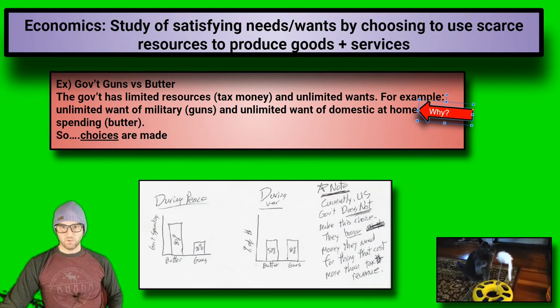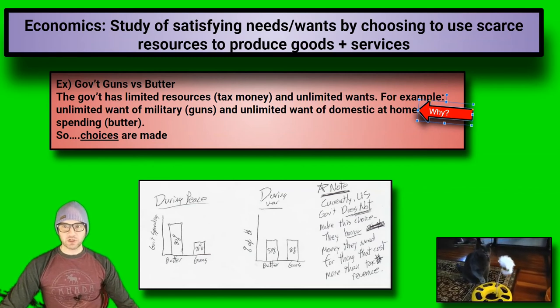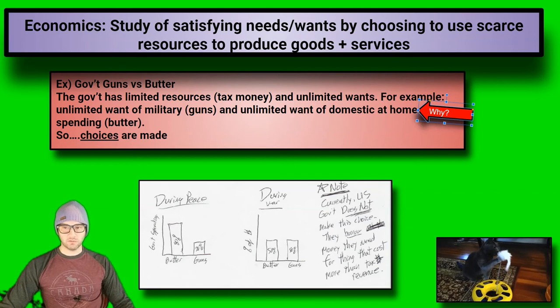So let's stick with the basic definition of economics, the study of satisfying needs and wants by choosing to use scarce resources to produce goods and services. So the most classic example taught to all first-year economics students is the government decision, the example of guns versus butter. Let us, for now, because some of it's not true, take for a given that the government has limited resources, tax money. That's true, sort of. And unlimited wants.